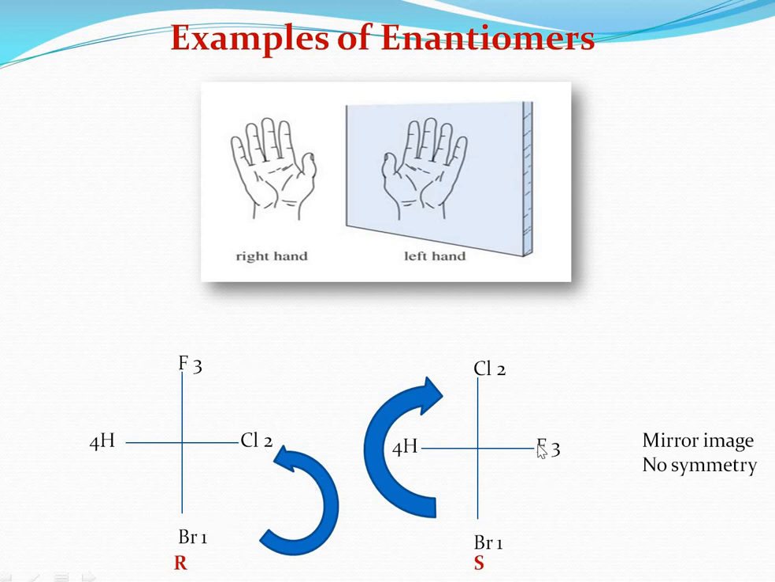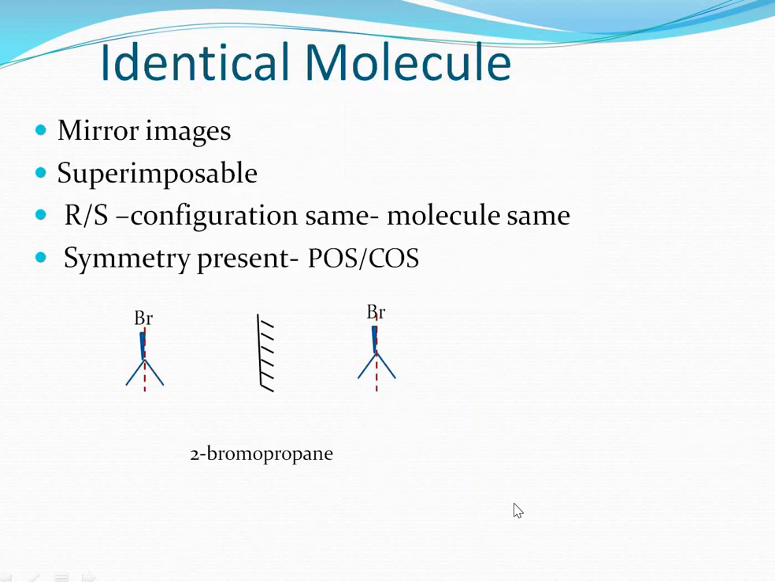While in the case of this mirror image, with exchange of fluoro and chloro, it should rotate as R, but hydrogen is in the horizontal position, so this will be reversed and it will be the S configuration, and both have no symmetry elements.